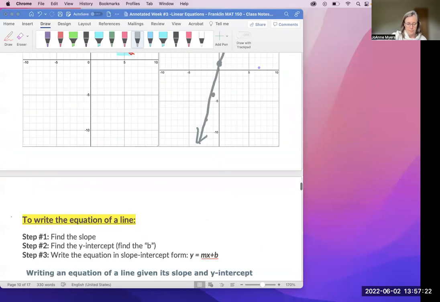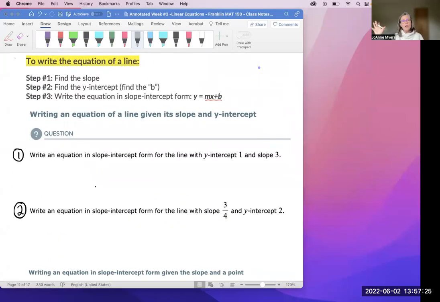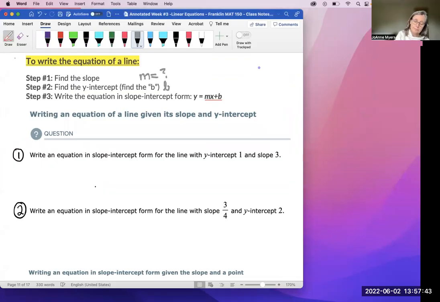Okay, here we go. All this work is so you can write the equation of a line. You will be writing the equation of a line next week as well. 3 steps: find your slope, find your m; find the y-intercept, find your b; and then write it in slope-intercept form, where you just plug the number in for m and you plug the number in for b.